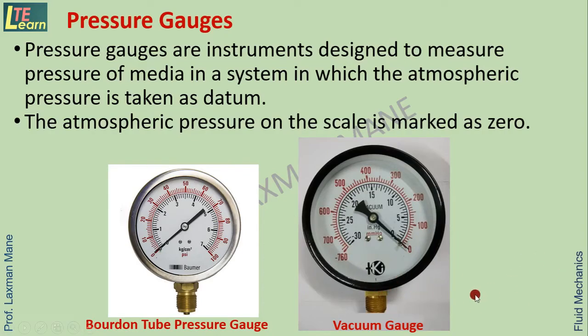So suppose the gauge in the application is showing 200 mm of Hg, it means that the vacuum present here is 200 mm of Hg. So absolute pressure will be what? 760 minus 200, meaning 560 mm of Hg. That will be the absolute pressure in the system.